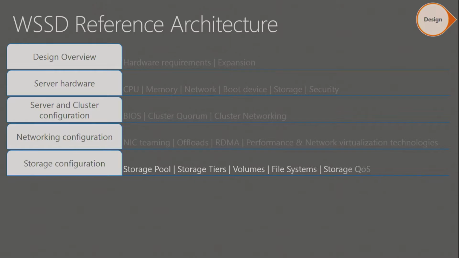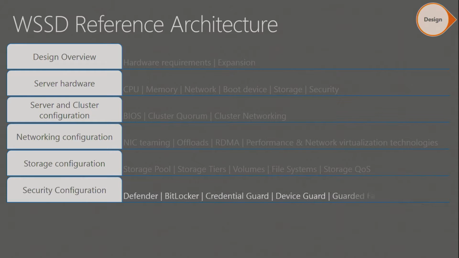Storage configuration: how do you configure storage, starting from creating a single pool of storage, creating different tiers, doing different sorts of mirror, parity, or multi-resilient tiering, and creating volumes from it. What file system you should use, ReFS versus NTFS, for example, and storage QoS, how do you configure that, all that good stuff.